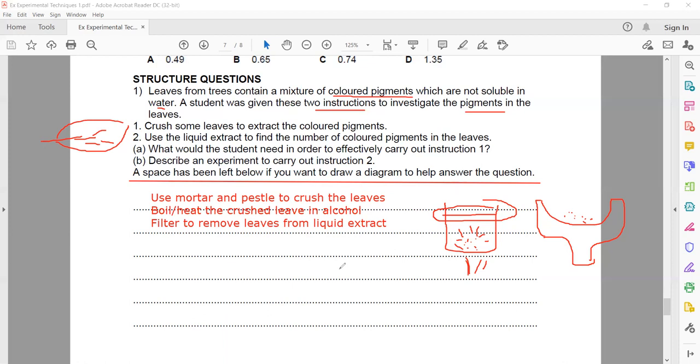Yes, Abdullah. Sir, if we heat it, will the leaves become smaller or something? What is the use of it? The use of heating it is to extract the color, because the leaves have color. The pigment, the term, as you can see, they mention leaves from the tea contain a mixture of colored pigments. So they mention leaves contain different colors. We want to remove the color out.